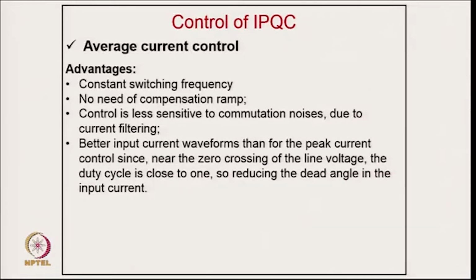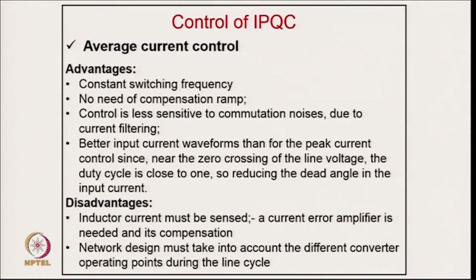The average current control has the advantages of constant switching frequency and no need of compensation, and the control is less sensitive to commutation noise due to the current filtering. It also gives a better input current waveform than the peak current control, since near the zero crossing of the line voltage the duty cycle is very close to 1, reducing the dead angle in the input current. But there are some disadvantages. The input inductor current must be sensed, and a current amplifier is needed for it and its compensation. Network design must take into account the different converter operating points during the line cycle.